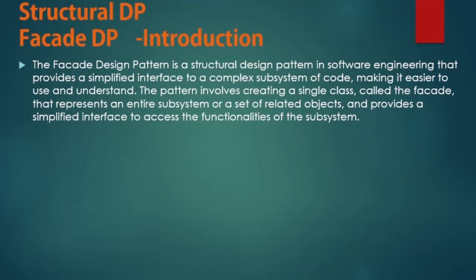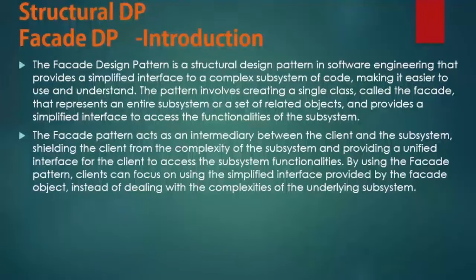This design pattern is a structural design pattern in software engineering that provides a simplified interface to a complex subsystem of code, making it easier to use and understand. The pattern involves creating a single class called the facade that represents an entire subsystem or a set of related objects and provides a simplified interface to access the functionalities of the subsystem.